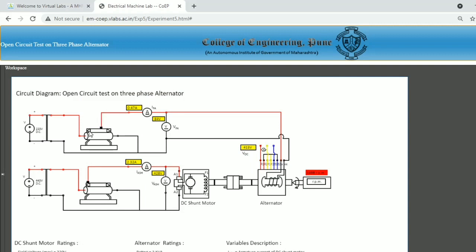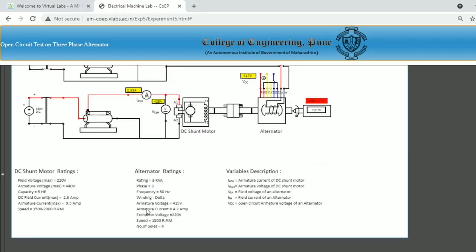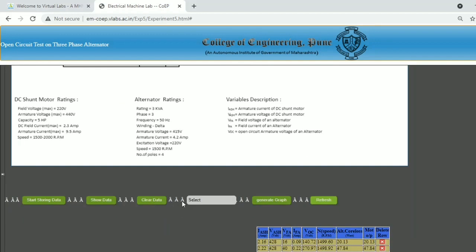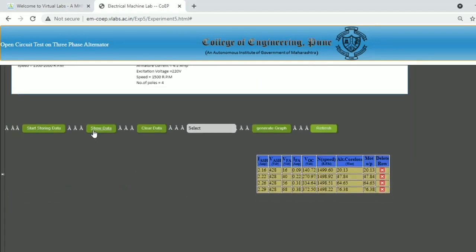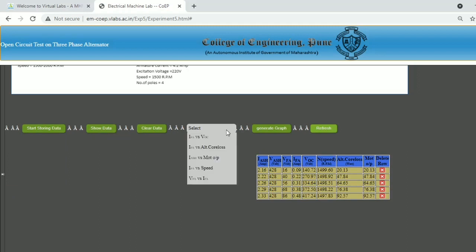Yeah, it almost reaches it. Yeah, it reaches its rated voltage. That rated voltage is 415 volts. So I'm just storing the data. So now I'm going to generate the graph between that no load voltage and various field currents.